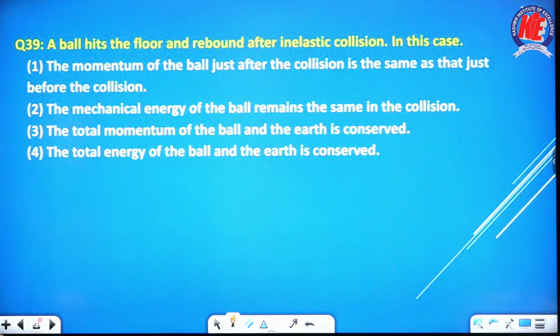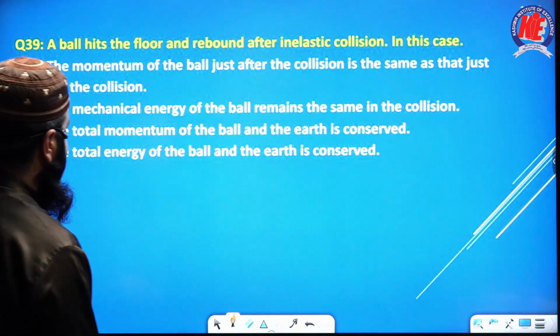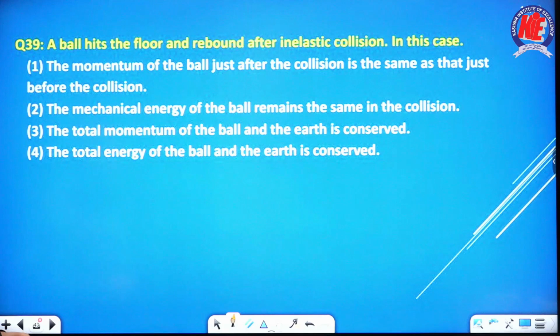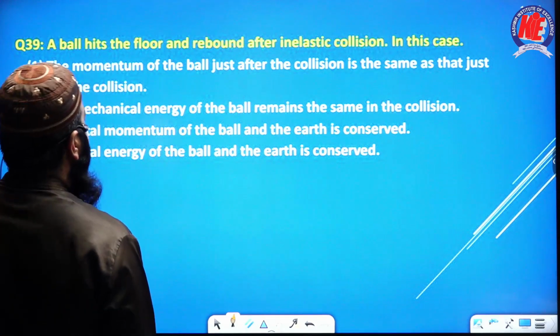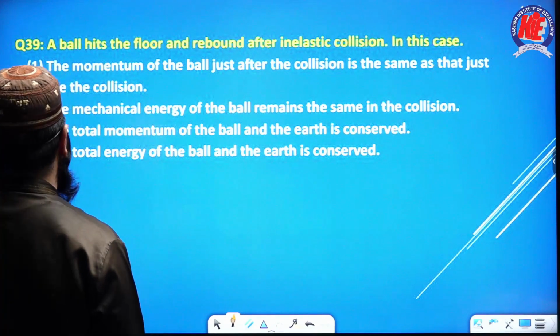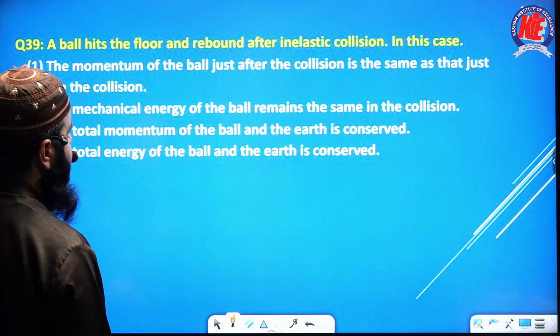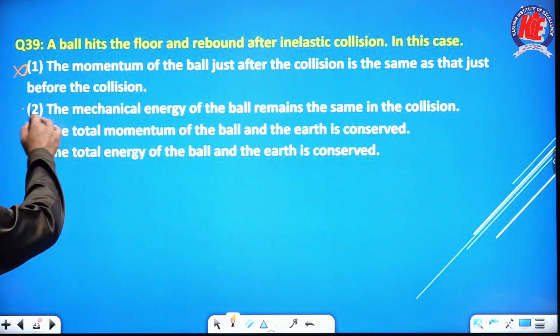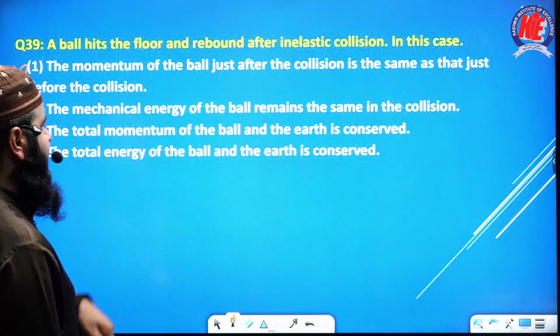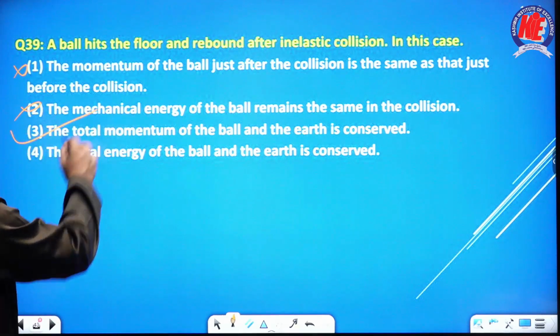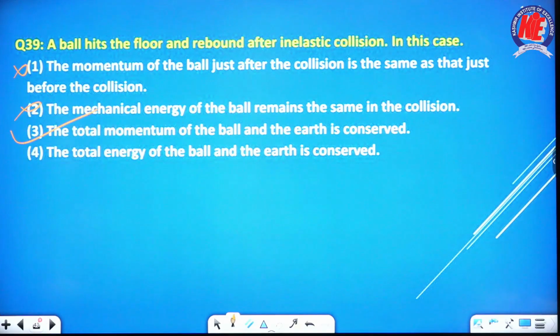Next one please. A ball hits the floor and rebounds after inelastic collision, so there will be loss of energy. In this case, the momentum of the ball just after the collision is the same as that just before the collision? No. The mechanical energy of the ball remains the same in the collision? No, energy will be lost. The total momentum of the ball and earth is conserved. That is 1,000,000% right. Option third. Next one.